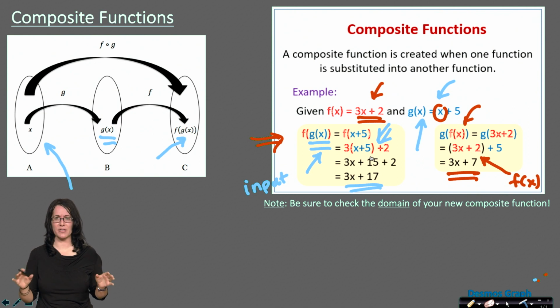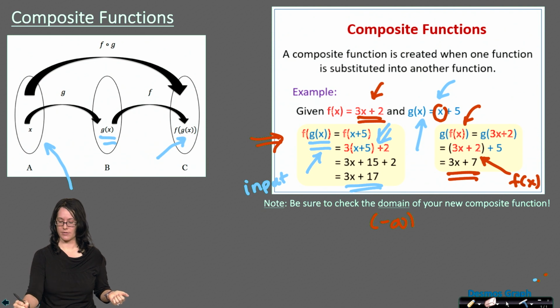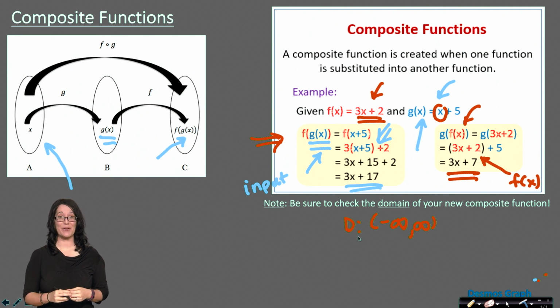So the domain of the original lines, polynomials in this case, is just negative infinity to infinity. Negative infinity to infinity would be our original domain here for each of those functions. So what does that mean for our new functions? Well, if you had an original function which had any input, and you put it inside of another function which had any input possible, the new function will still allow any input.